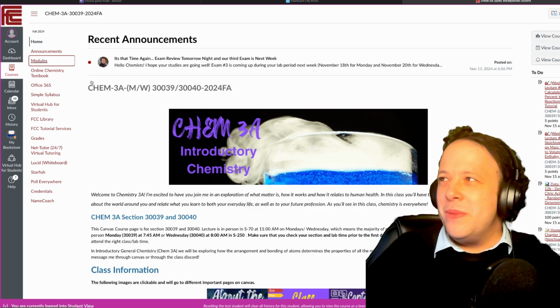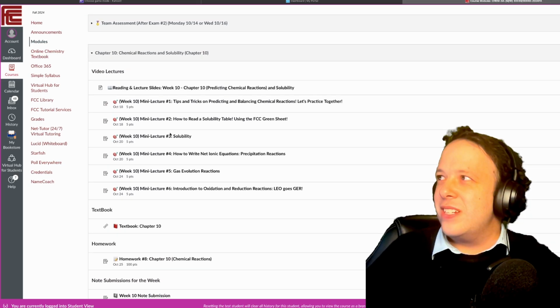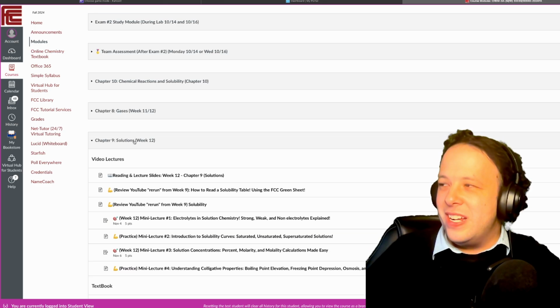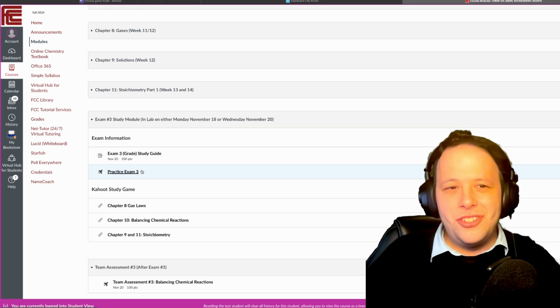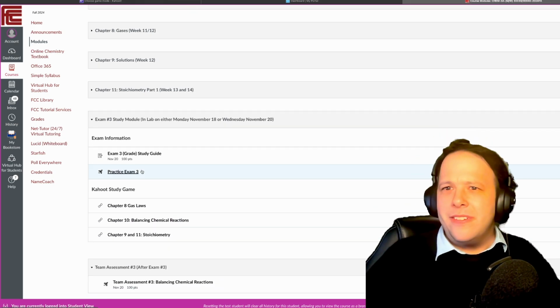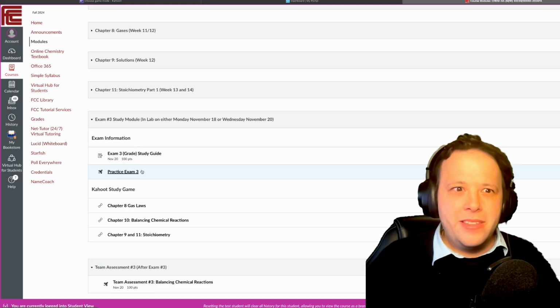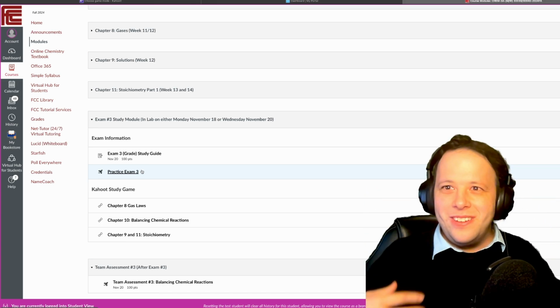If you go through modules, it'll lead you to the study module, which for this particular test is going to be on chapter 10, chapter 8, chapter 9, and then chapter 11. So it's a decent chunk of material in this one compared to probably the other ones, but the good thing is that they're all related to each other.